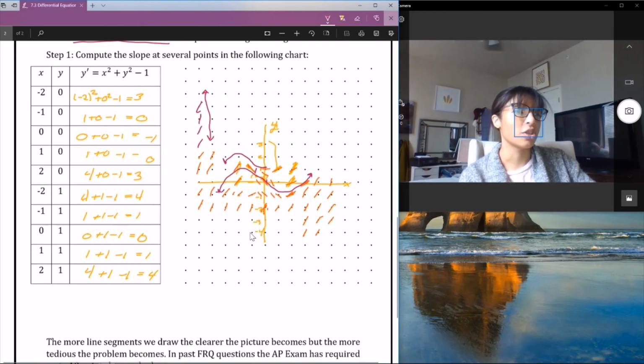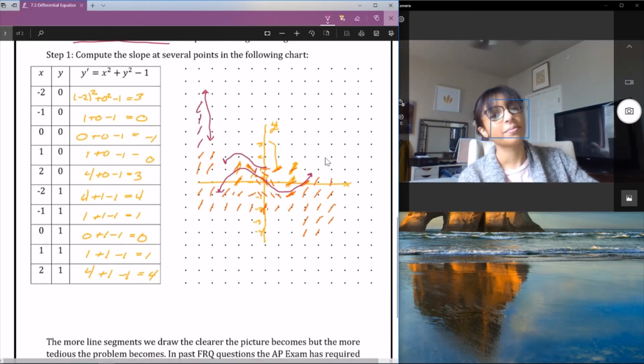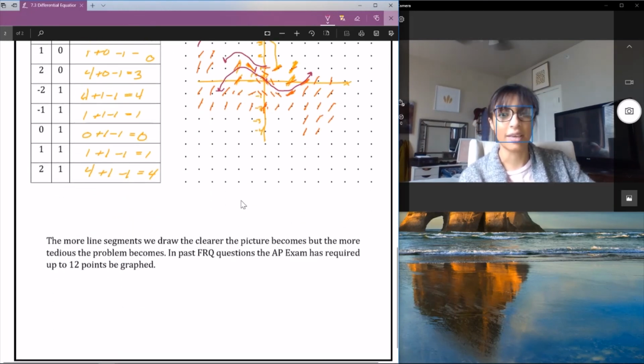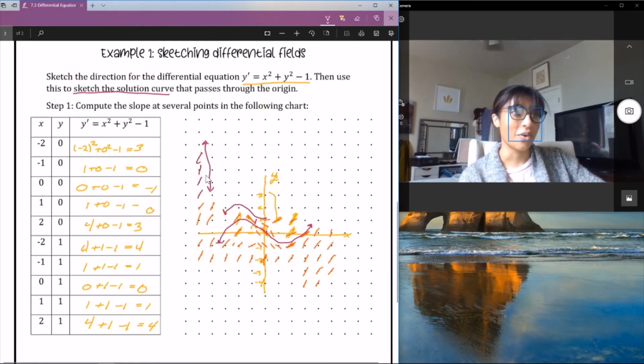In the free response question, it'll have you do the slope field, draw the solution curve, and then probably verify a solution that they give you. So you have 2 free response questions for homework.